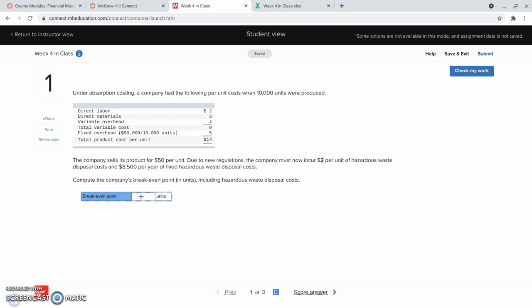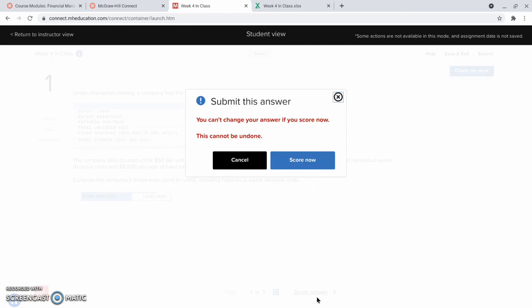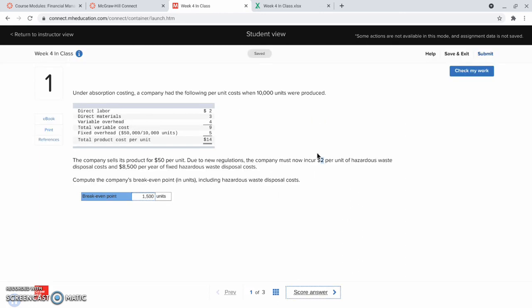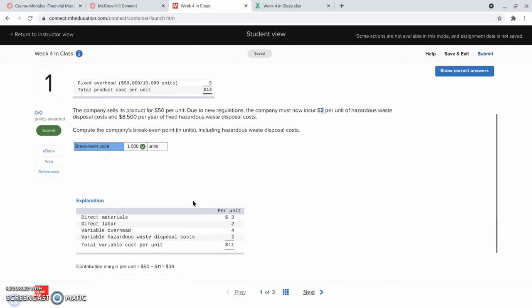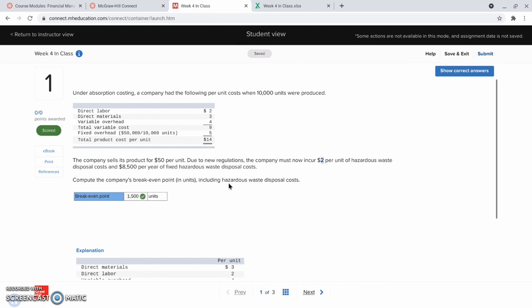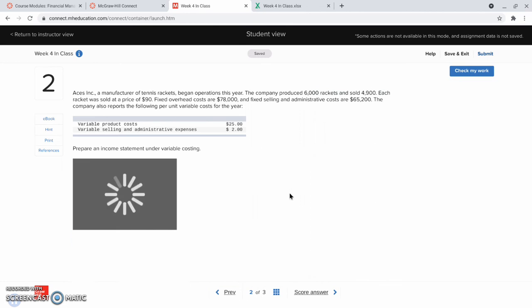So we type in 1,500 units. Score the answer. We get green. We got a bunch of green. Good news. All right. Now we're moving on to number 2.